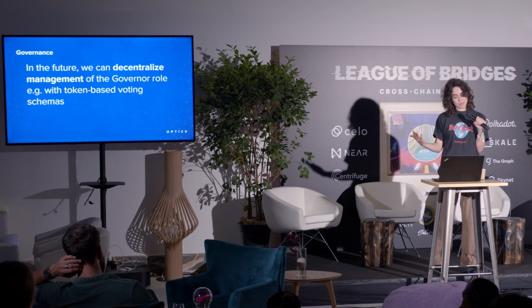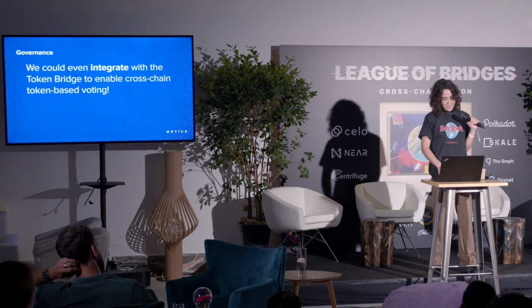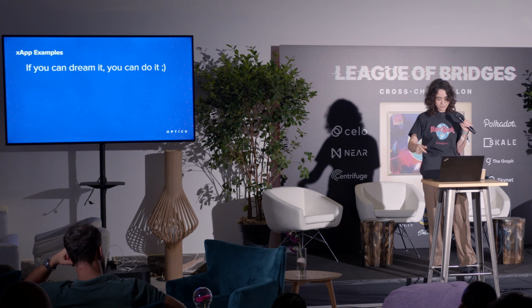So we can have this full cross-chain system that's actually governed by on-chain code. And the governor role can even be transferred across chains. So maybe the first governor is on Celo, and later it gets transferred to Ethereum. In the future, we can also decentralize management of the governor role, for example, possibly with a token-based voting scheme. And we could integrate with the token bridge to enable cross-chain token-based voting. So we can have this fully decentralized system across chains using token-based voting. With xApps, the sky's the limit. You should be able to let your creativity run in thinking about what you can do with this.